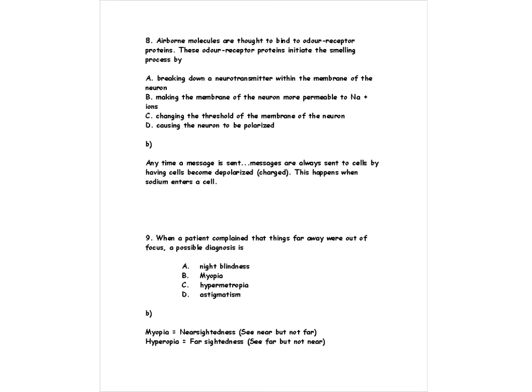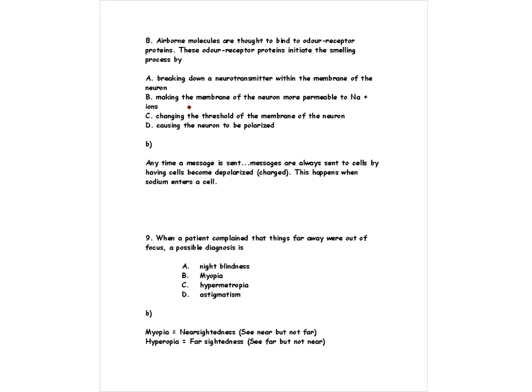Next part says, airborne molecules are thought to bind to odor receptor proteins. These odor receptor proteins initiate the smelling process by. Okay, so this one is similar to what we were talking about before. The answer is going to be making the membrane of the neuron more permeable to sodium ions. Because we've got some sort of message being sent, we know that the cell has to be more permeable to sodium ions. Okay, so we've already gone through that kind of stuff. Next question, I know I'm going over these fairly quickly, and again, please stop me if you need to.